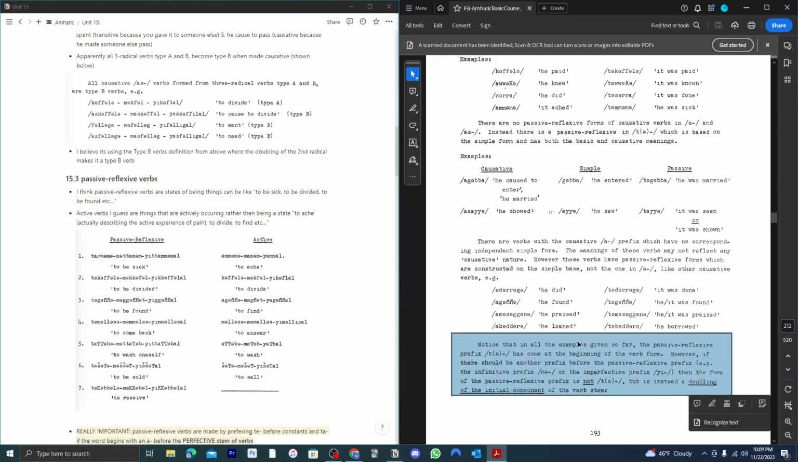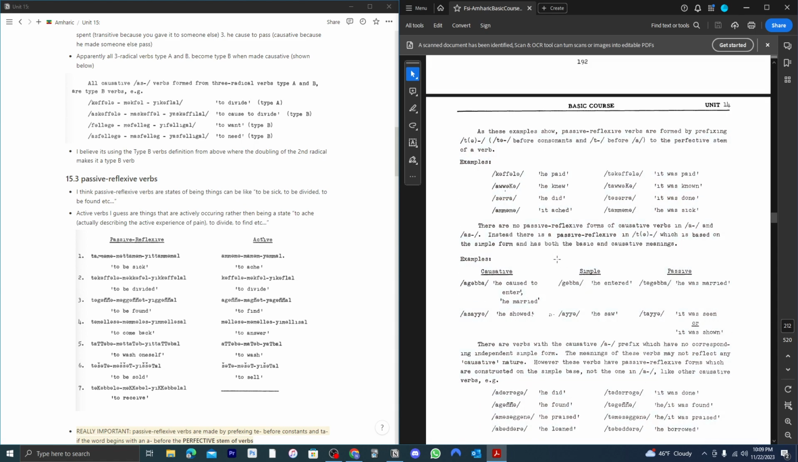Yeah. See, it starts off with explaining the perfective form, and then it kind of mentions something really important later. But I'll try to continue with the book for a bit. Instead, there are no passive reflexive forms of causative verbs in A and S. So causative verbs are things that I guess you cause to happen, right?